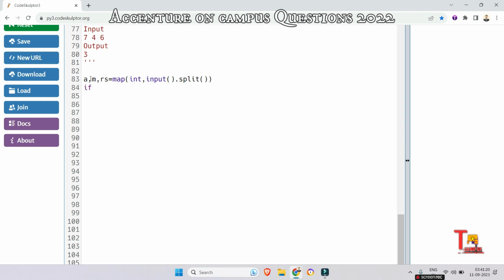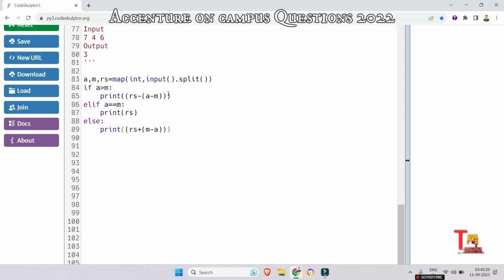Okay, now just check if a is greater than m, if this, then print rs minus a minus m, right? Elif a is equal to m, if this, then print rs itself, right? Else if a is less than m, right? So in this case, we will print rs plus m minus a, right?